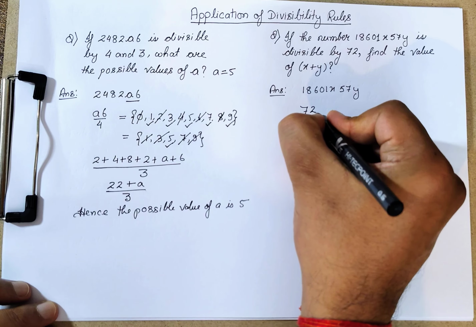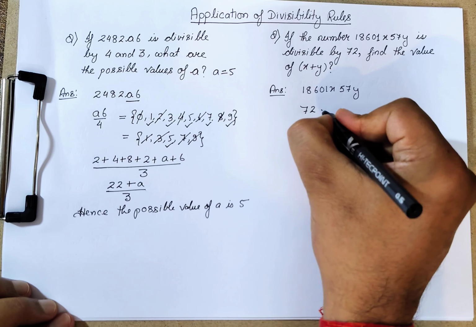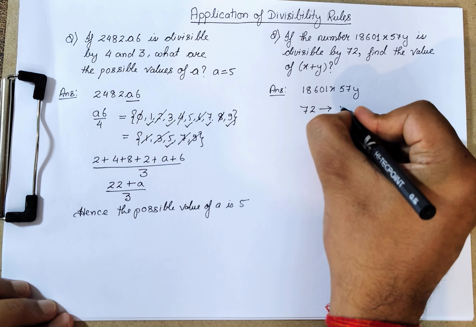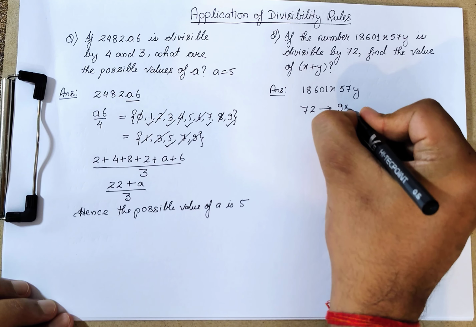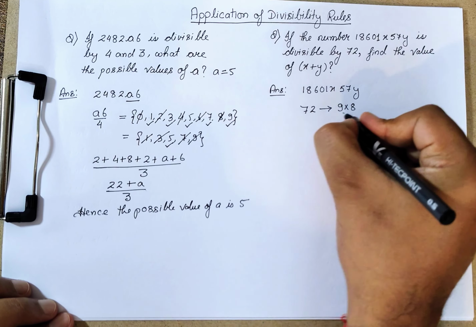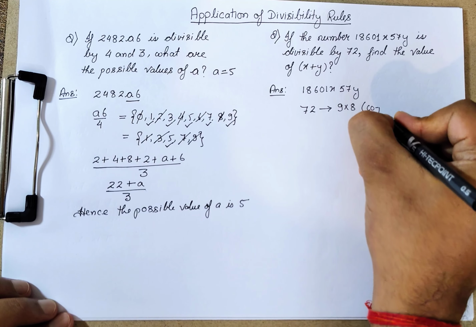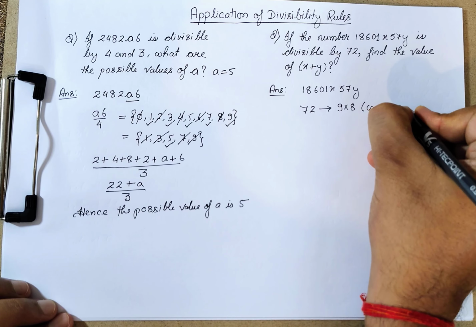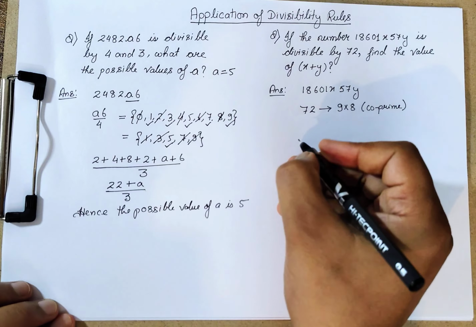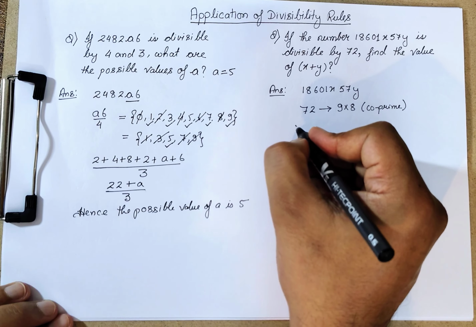Now we know that 72 is a composite number, right? Which can be written as 9 into 8. So these are co-prime numbers, right? 9 and 8 are co-prime. So it is written in that form. So let's see first.